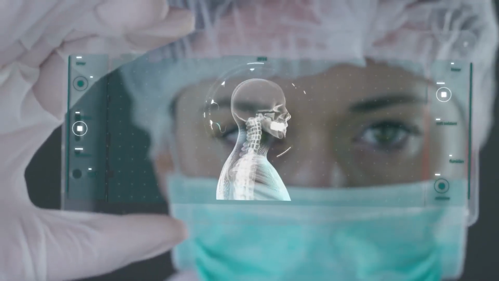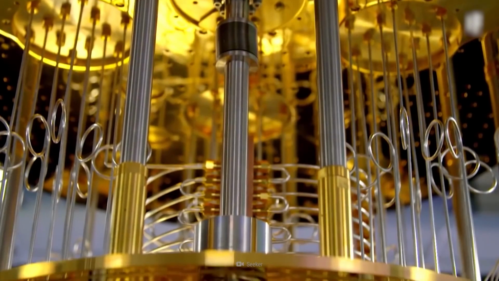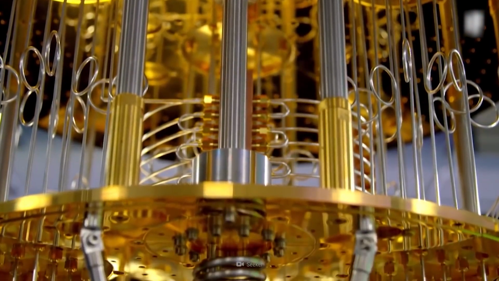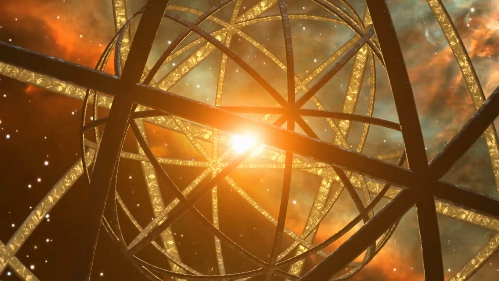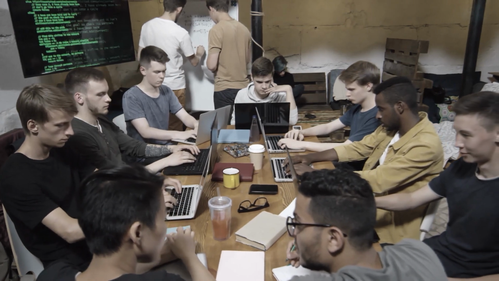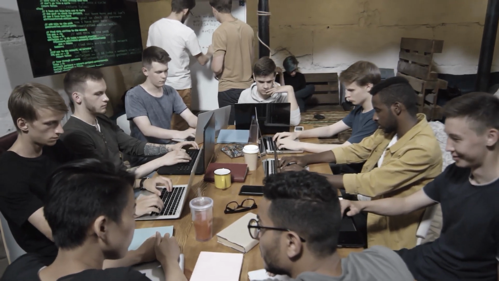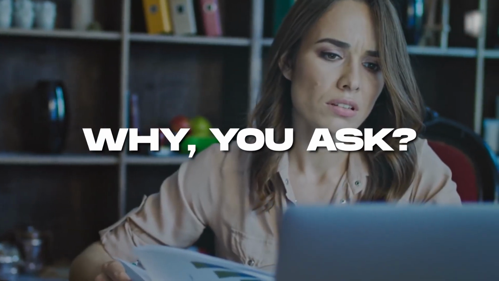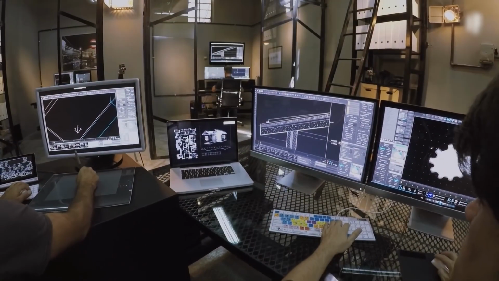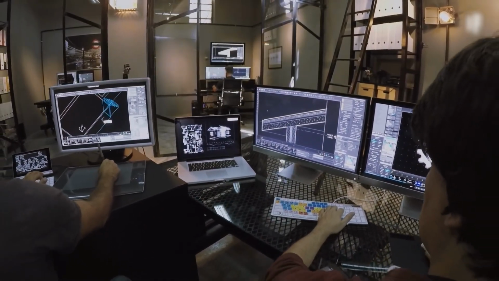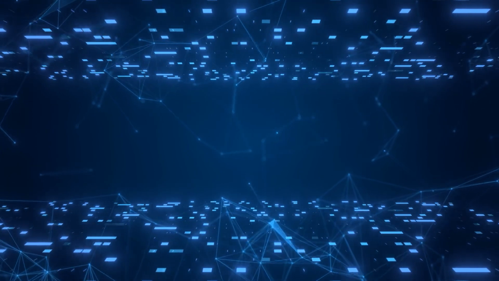Now let's talk about the exciting global race to unlock the full potential of quantum computing. It's like a technological gold rush, with countries and companies worldwide investing heavily in quantum research and development. Why, you ask? Because mastering quantum computing is seen as a strategic advantage, a kind of digital superpower.